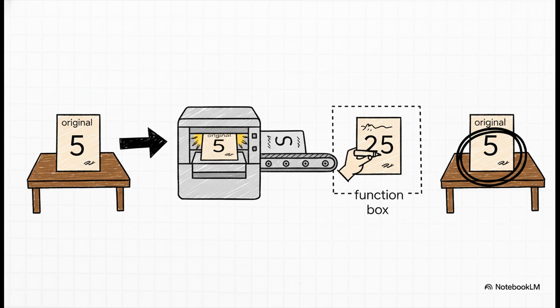It means the function gets a copy of your data, not the original thing itself. It's like you're giving it a photocopy of a document. The function can scribble all over that copy, change it, do whatever it wants, but your original variable, n in this case, is totally safe. It's still going to be 5.